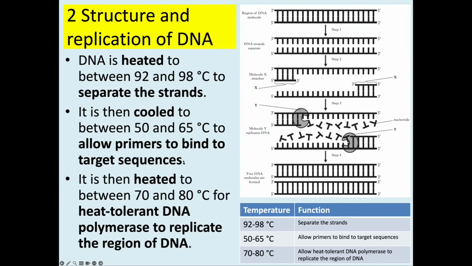Now, that's an important last bit there. I'd say when students are answering this question, that's the bit they miss the most often from their answer. So remember that. It allows the primers to bind to target sequences.